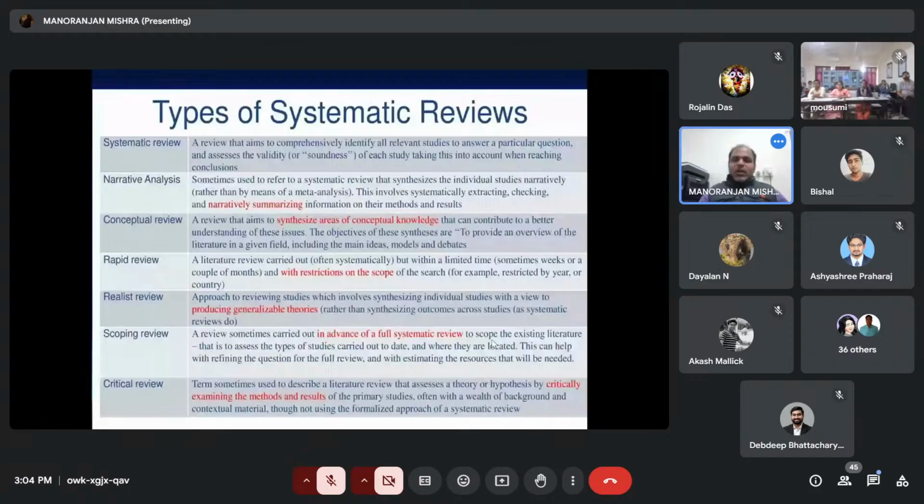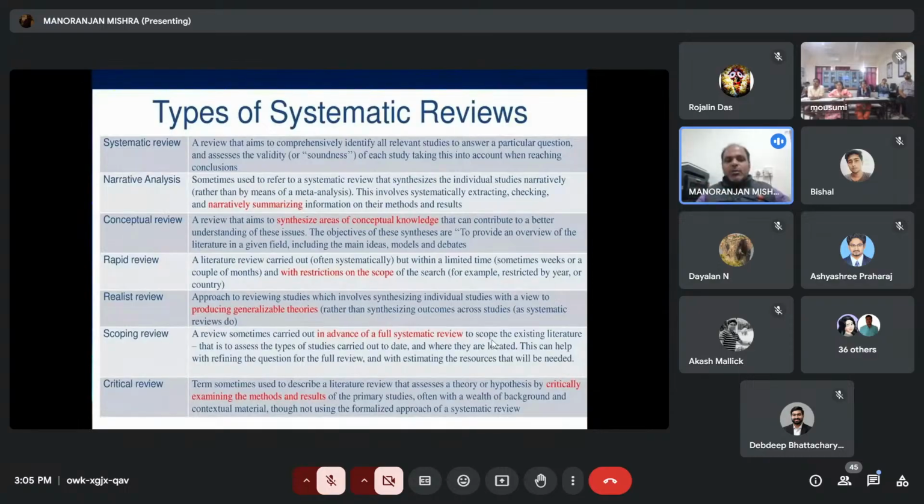So this involves systematically extracting, checking, and narratively summarizing information on their methods and results. In the case of a meta-analysis, you work with numbers. Say a clinical research study has been done, take the example of COVID-19. I have done 100 samples for some kind of vaccination. If you want to pass the vaccine, you require 1500 samples. So I have to look at other people who have done it, collect 1500 samples of results from others, and then use statistics to come up with a new story. That is a meta-analysis because I am working with the numbers.